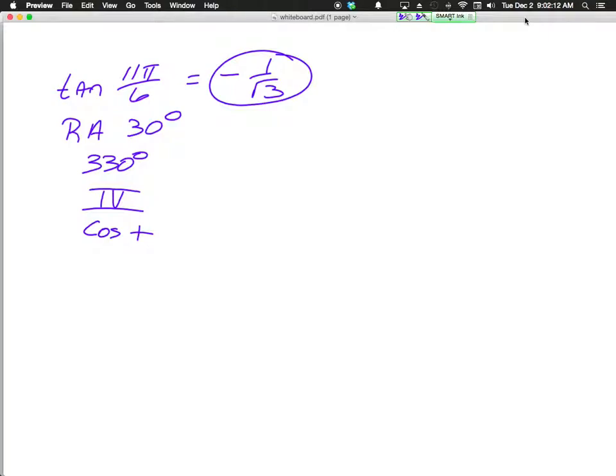Let's try another one. Secant of negative 120. Throw that negative in there. I said you just had to throw that negative in there. That's easy. So what do you want to do with this? Add 360. So if I add 360, I end up with 240. What's my reference angle going to be? 60. And my quadrant?